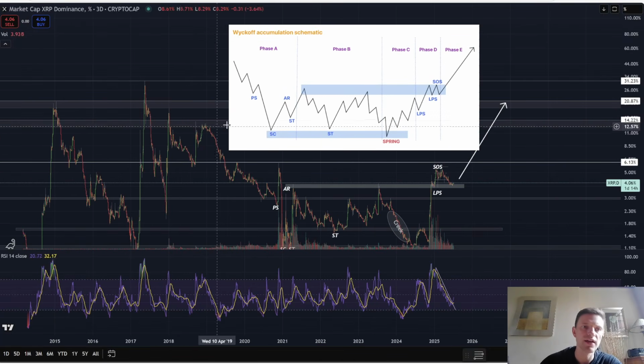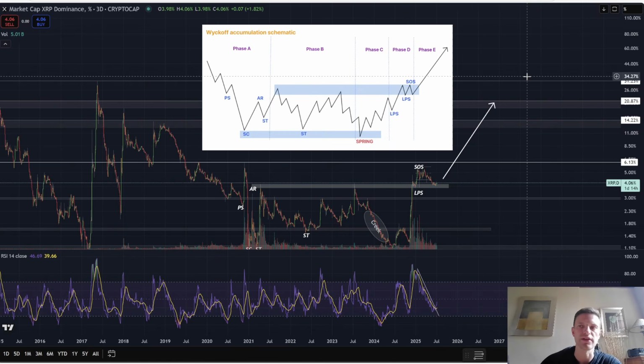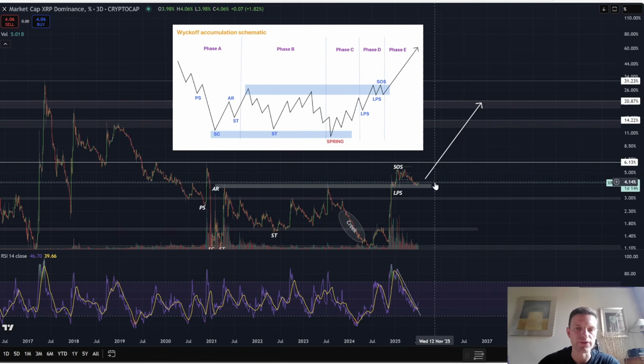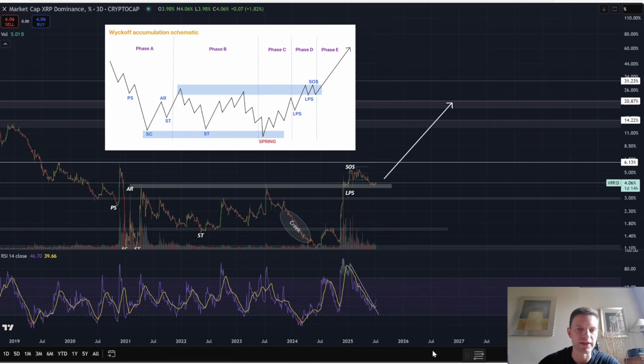It's pretty obvious. You're not really hanging your hat on the line to say, oh yeah, it's going to go to 20. It's a much more adventurous target to try and hit 20 and above. And that's where I think we actually do head this cycle, because I'm feeling adventurous for XRP.